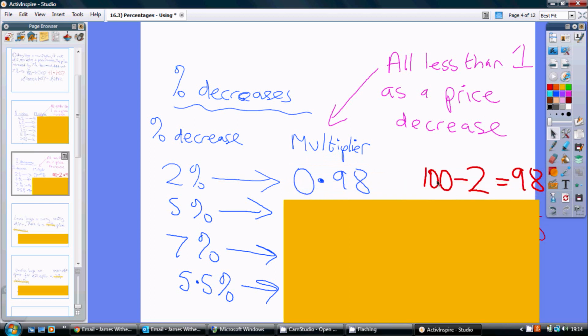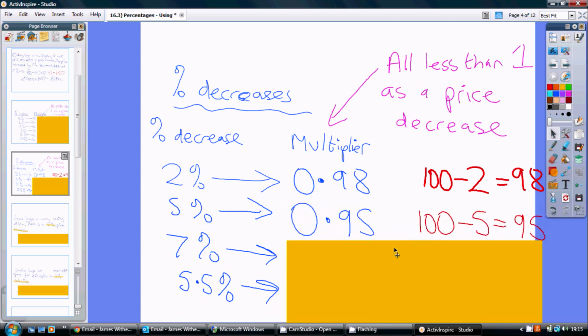Okay, so think of the 100 take away 2. We're taking away 2 because it's a 2% decrease. So 98 giving us a multiplier of 0.98. And that makes sense. We want to be timesing by a number less than 1 because we need to make it smaller. Now what do you think for a 5% decrease? Now what's 100 take away 5? 95. So the multiplier would be 0.95.